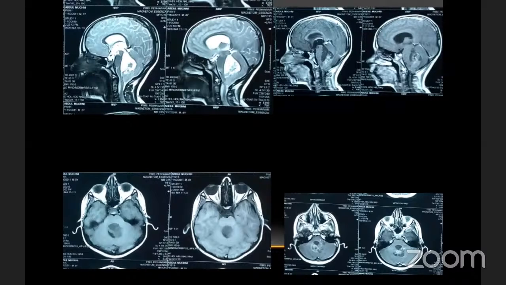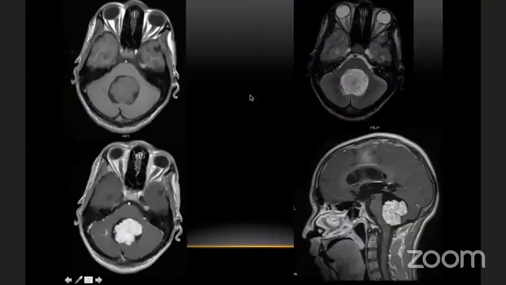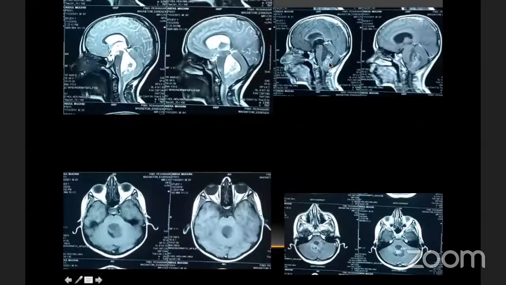So when the tumor is large and filling up the fourth ventricle, differentiating between a medulloblastoma and an ependymoma is not easy. So let's consider it a medulloblastoma versus ependymoma. Do you notice any difference between the first sagittal scan and the second sagittal scan?